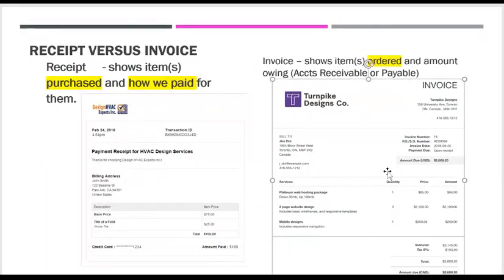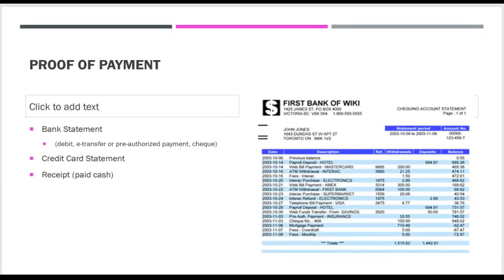Now, on the other hand, invoice shows what's been ordered, maybe even been sent, but it has not necessarily been paid for. This is why invoice always means accounts receivable or accounts payable. So everything that we've ordered is right here, the taxes, the total, everything set up, but there's no proof that we've paid for it. So if we have an invoice, we actually have to show that we've actually paid for it.